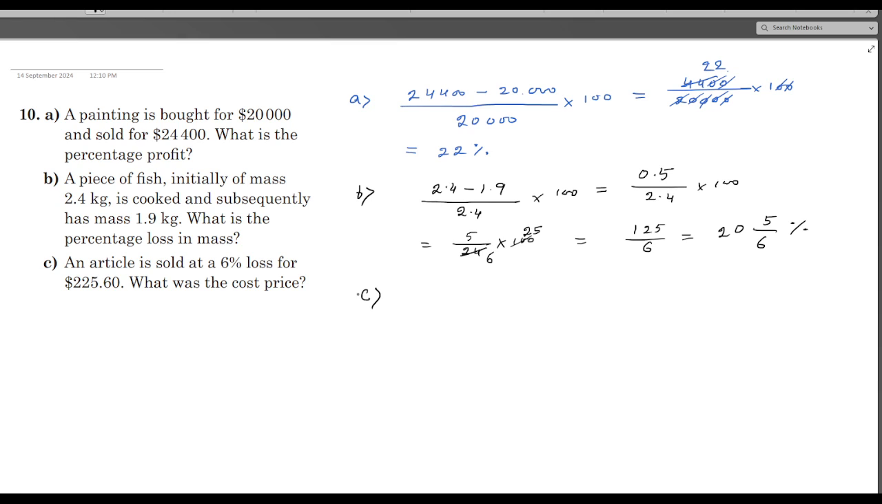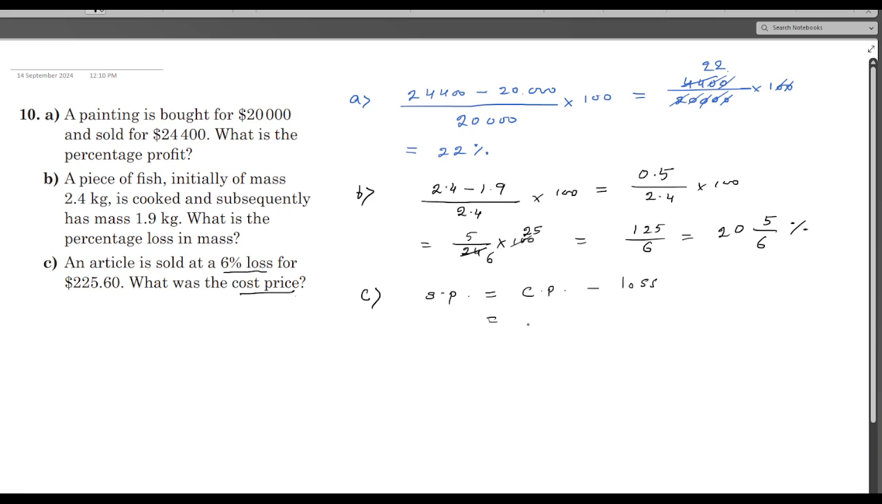Okay, an article is sold at a 6% loss. Now the loss percentage is already given as 6%. We have to find the cost price. So let us consider the cost price is X. Your selling price is your cost price minus your loss.